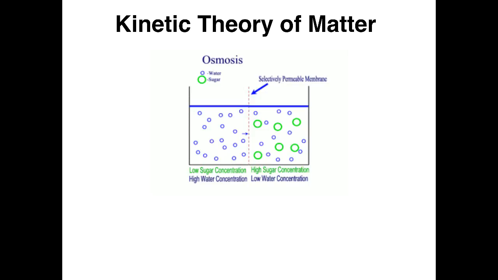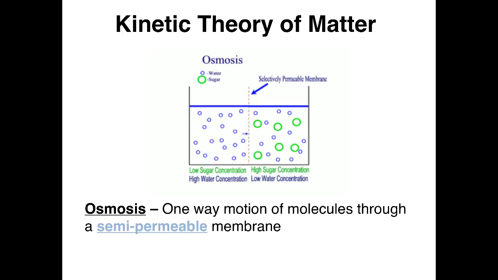Another phenomenon that occurs because of the kinetic theory is something known as osmosis. And osmosis is similar to, but not the same as, diffusion, in that osmosis is a passive phenomenon, which means it occurs without the input of energy, but it involves some technicalities that don't occur with diffusion. Now, osmosis is defined as the one-way motion of molecules through a semi-permeable membrane.